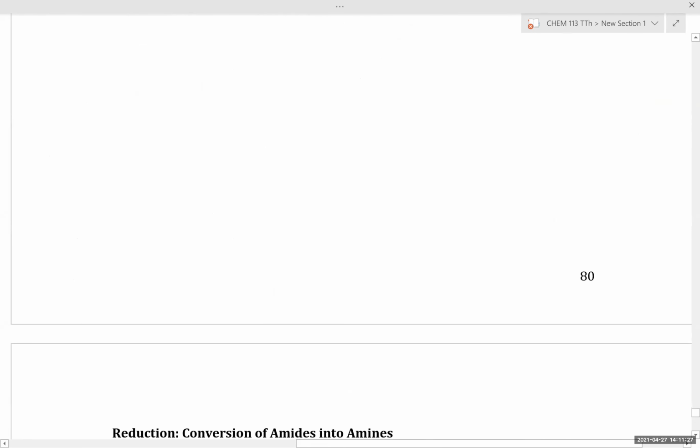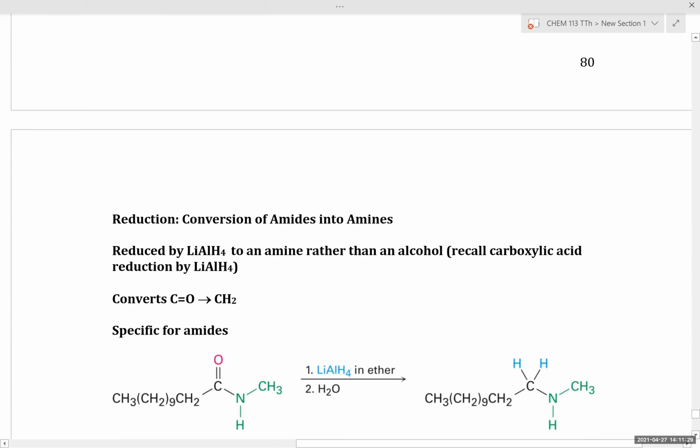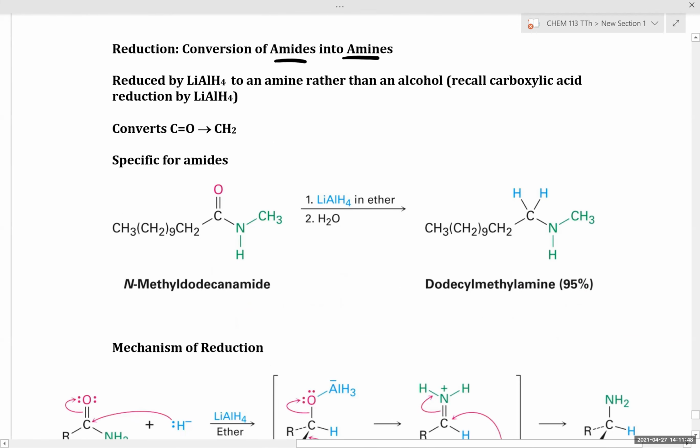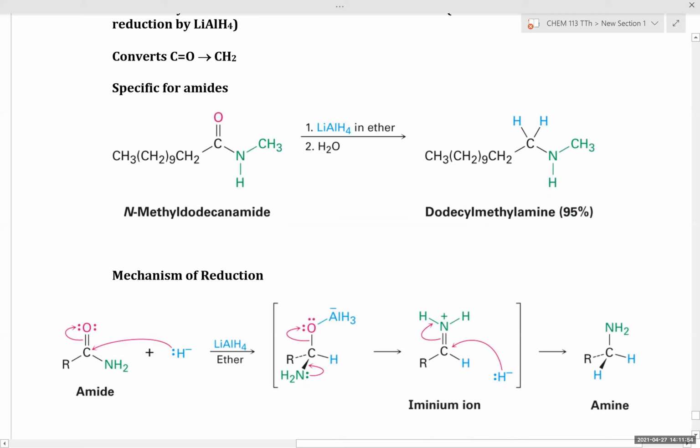Perfect. So let's keep going now. And let's talk about reduction. Let's just review the reduction of amides to make amines. Lithium aluminum hydride reduces amides to the desired amine. And this is specific for amides and mirrors the mechanism for nitrile reduction.